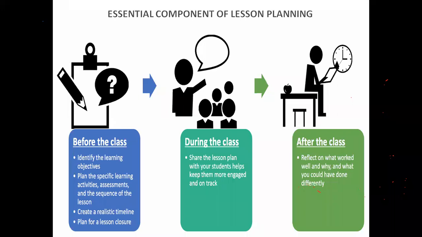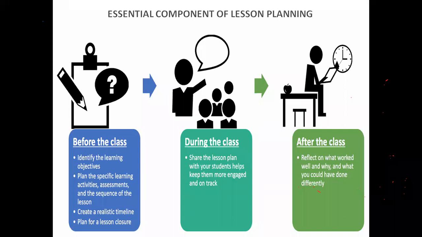Whatever tools and methods you are going to use must be planned properly. Assessments: finally, how you will assess your students must be clear in your mind. Create a realistic timeline. The timeline is the amount of time you have got in your class, 40 minutes or 30 minutes. Within that time period, you have to do all these three things, right?